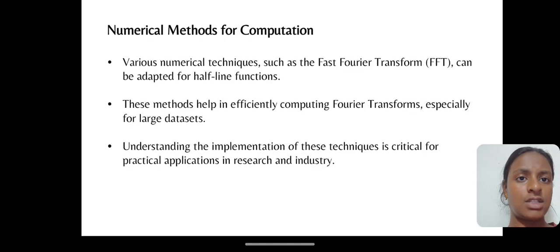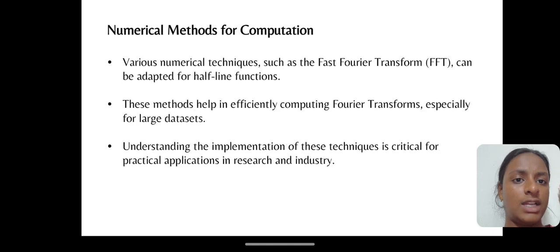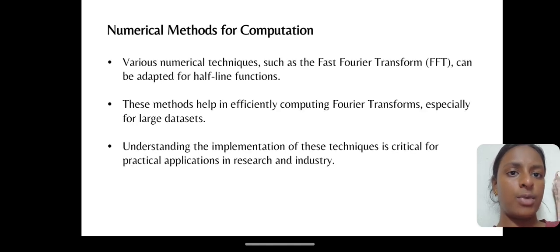Challenges and considerations. The challenge in Fourier series is dealing with discontinuities. The convergence of the integral must be carefully considered to ensure valid results.